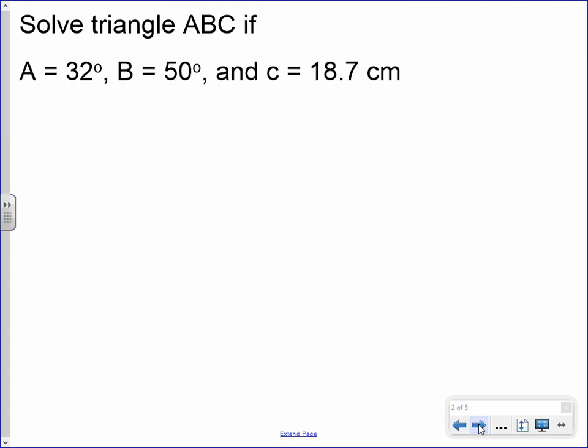Okay, go ahead and write down this piece of given information. A is 32 degrees, B is 50 degrees, and C is 18.7 centimeters. When you're done writing it down, make sure you have your calculators out.